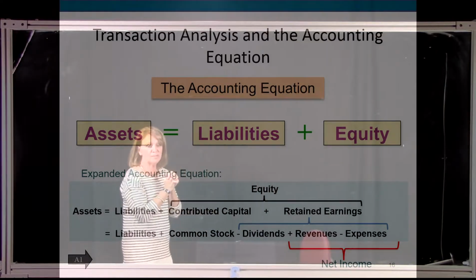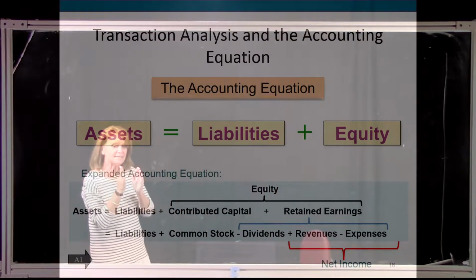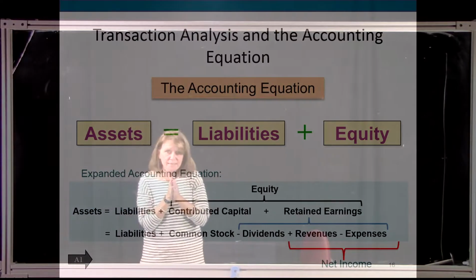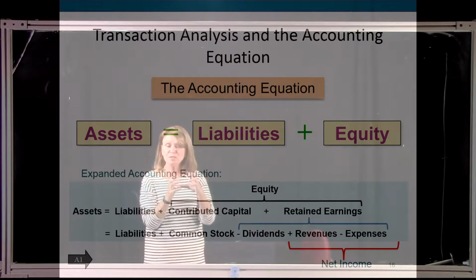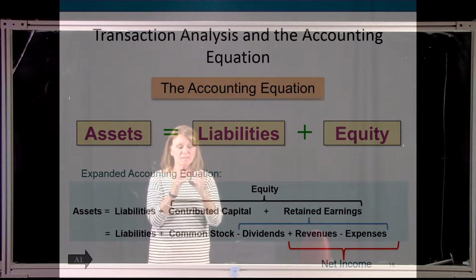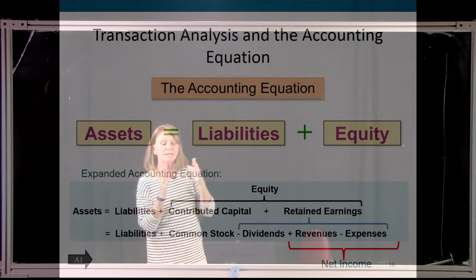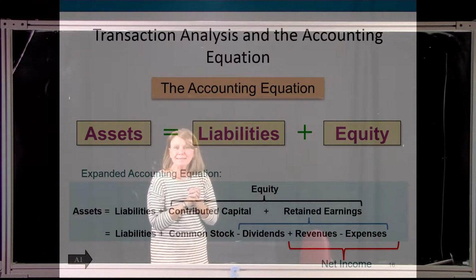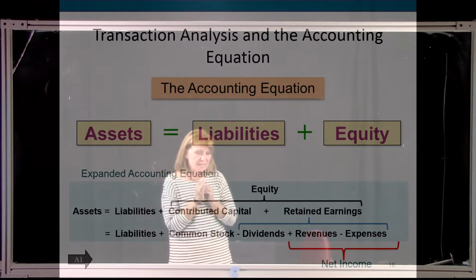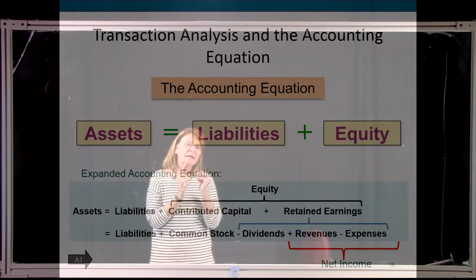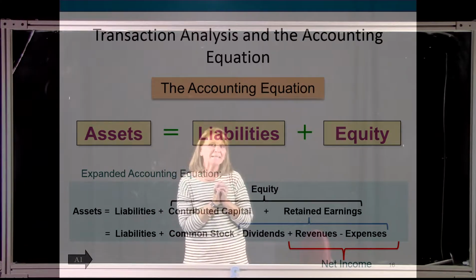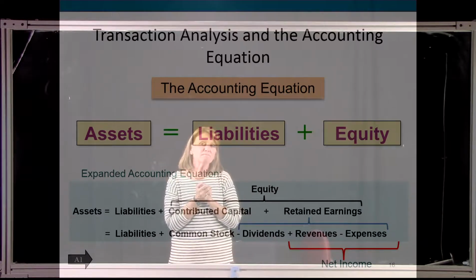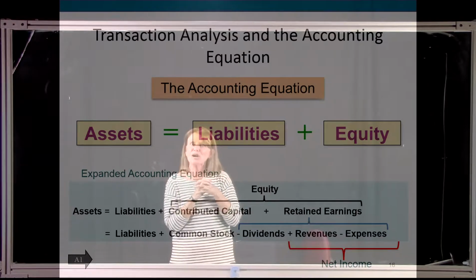All right, let's move one step further. Assets equals liabilities plus contributed capital, which is the common stock that the owner owns in the company, plus retained earnings. Retained earnings is the earnings of this company that have been kept in the company, the revenue minus expenses minus dividends. Dividends are money that is paid out to stockholders in a company based on how much stock they own.